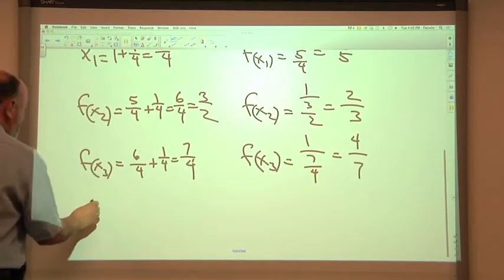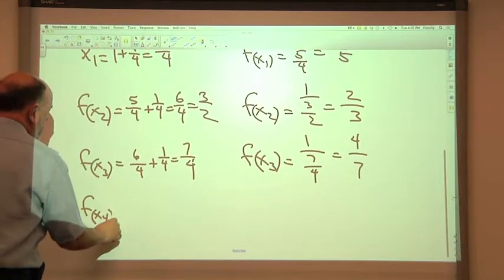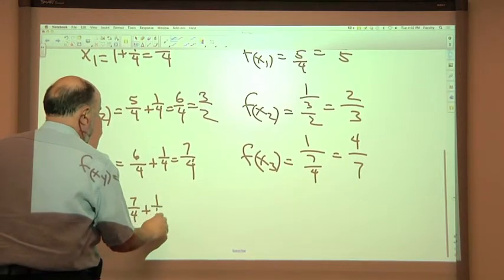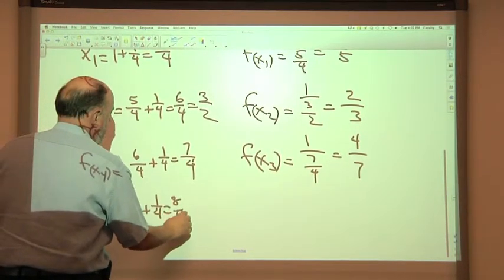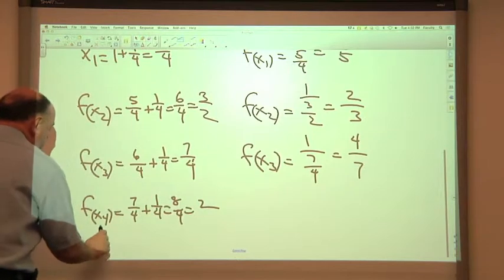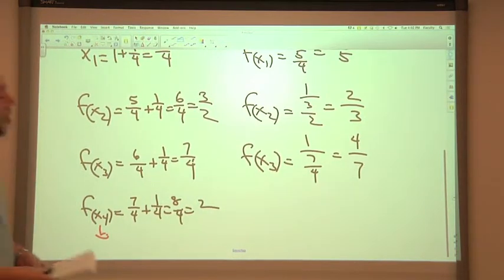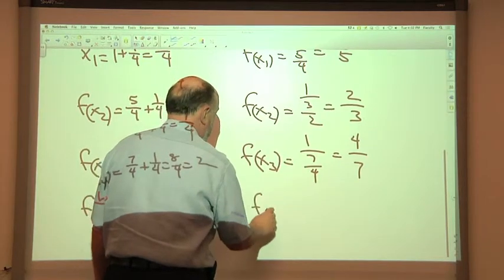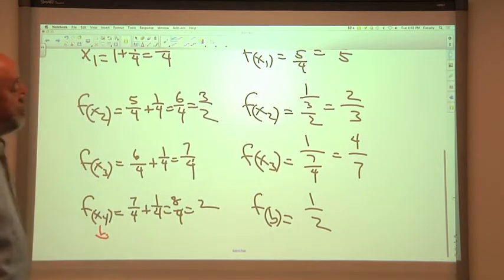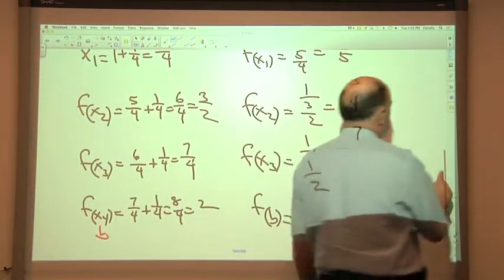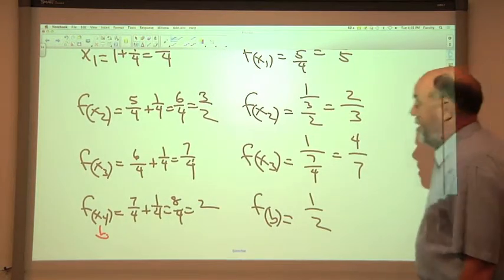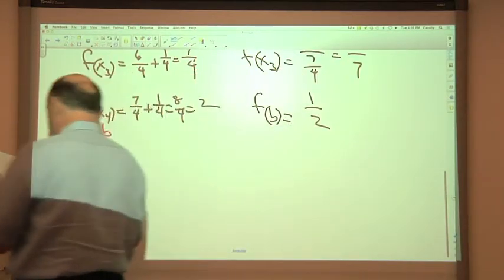And then lastly, x4, which is going to be 7/4 plus 1/4, which is 8/4, which of course is 2, which means this actually is my b because we are at the end point. And so f of b is going to equal 1/2. So now we've got our values from a to b in my increments of 1/4. So now it's a matter of just taking all the numbers and plugging them in.